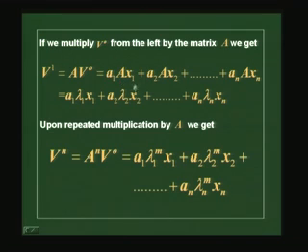Then I know by the eigenvalue equation that A x1 is lambda 1 x1 and A x2 is lambda 2 x2, right. So I can write this equation as a1 lambda 1 x1 plus a2 lambda 2 x2 and so on up to an lambda n xn. And then I take this and again multiply it by A.